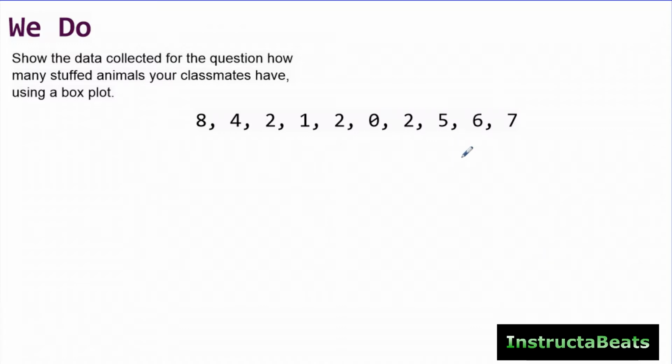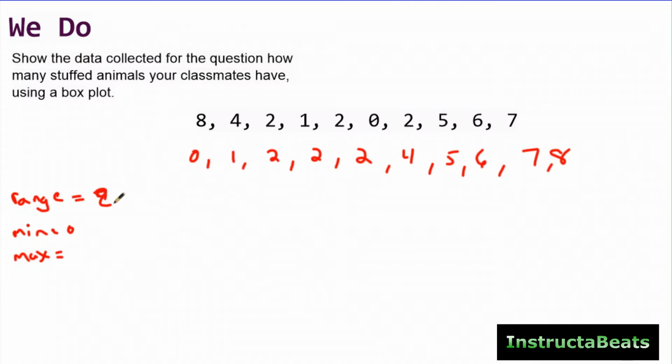So the first thing you want to do when you are doing a box and whisker plot is find your interquartile range. So we're going to start by listing the data from least to greatest and finding our median. Here I have 2, 1, 2, 2, 2 again, a 4, a 5, a 6, and a 7. So your range here is going to be an 8. Your minimum was 0 and your maximum was 8.